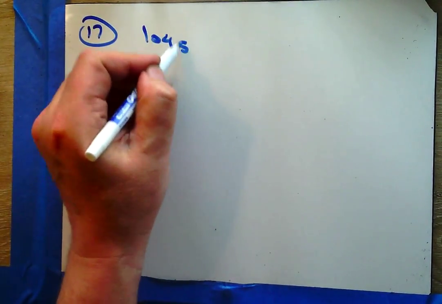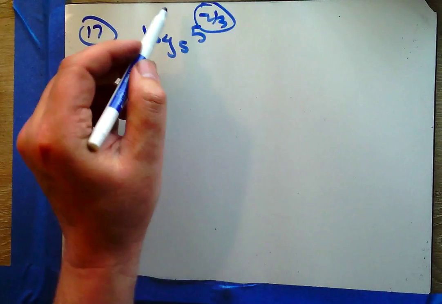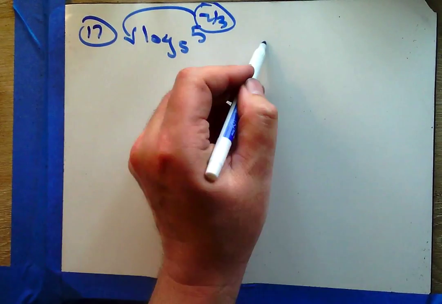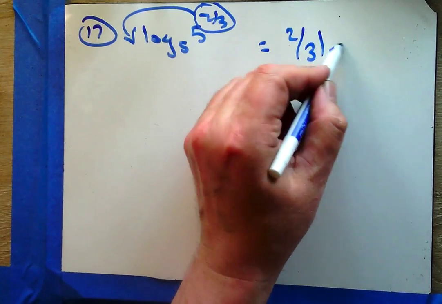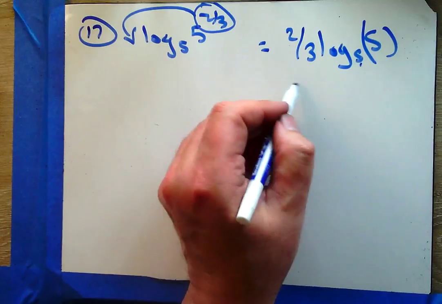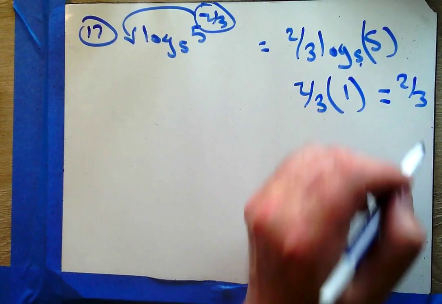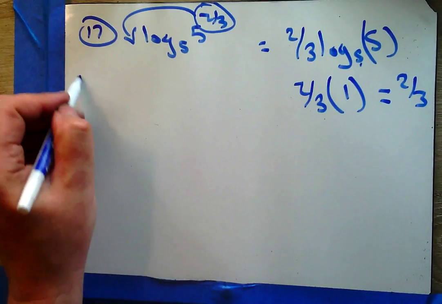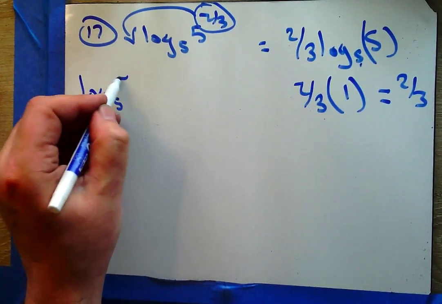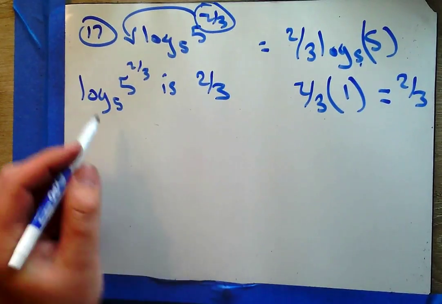17 says, log base 5 of 5 to the 2/3. Well, excellent. We were just talking about this. Let's use our power rule. 2/3 log base 5 of 5. And what's log base b of b? Well, that's 1. And so our answer here is 2/3. So if I'm really keen on writing sentences, it is 2/3.